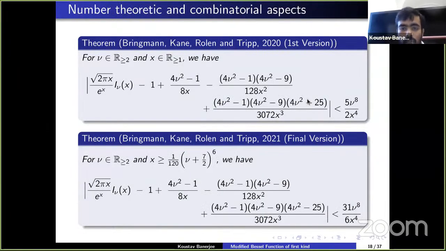But in the proof, subtle changes had to be made, and they made these changes and when the final version came, it was no longer x greater or equal to 1. So in order to prove the theorem, they had to rely on a computer algebra program that they had to check for 1 to ν to the power 6. So ν gets higher and higher.